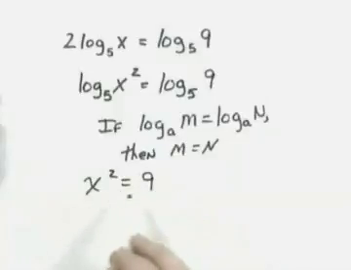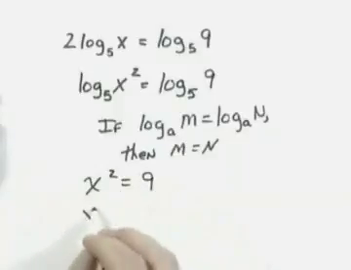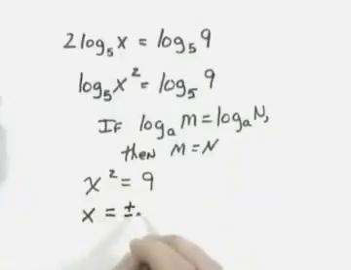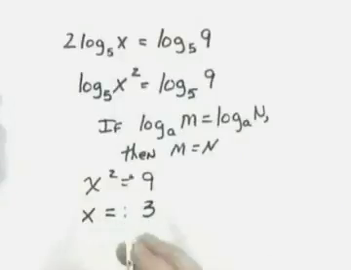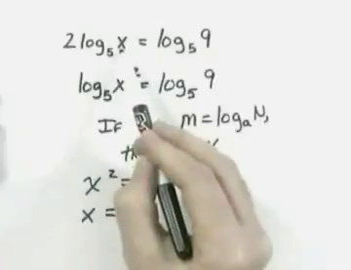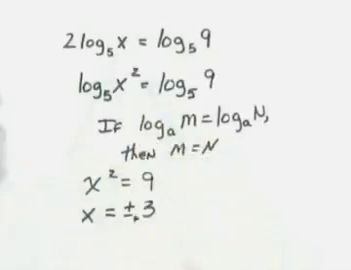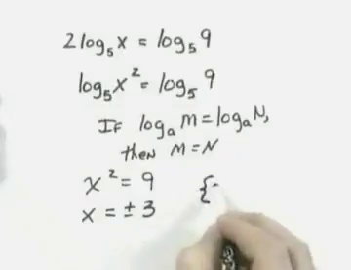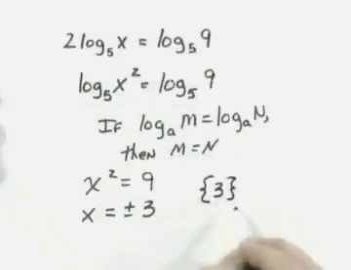Now to find x, I just square root both sides of the equation, and I get x equals plus or minus 3. But we should remember that the argument of a log function must be positive. Therefore, the solution -3 is extraneous. The only solution is x equals 3.